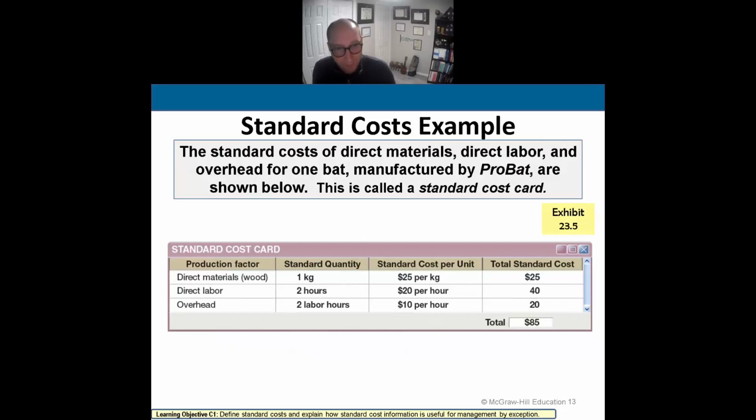Here's some information. This is what we call our standard cost card, between direct materials, direct labor, and factory overhead. I normally buy 1 kilogram of wood. It costs $25 per kilogram, giving me a standard materials cost of $25.